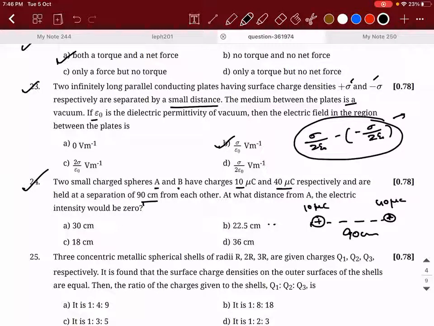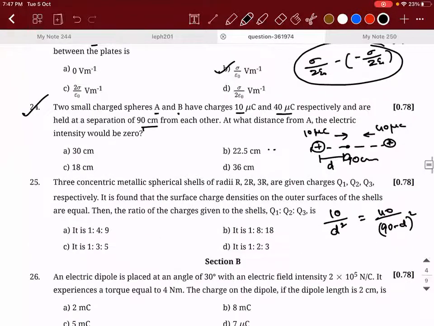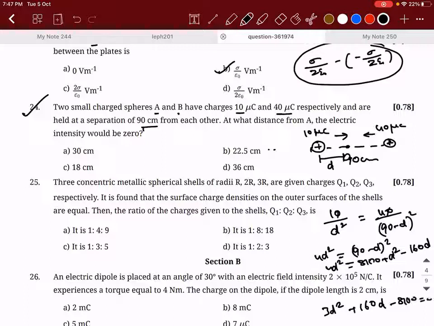At what distance from A would the electric intensity be 0? This is the direction of the electric field due to the positive charge. If I take this distance to be D, then 10 divided by D square should be equal to 40 divided by (90 minus D) the whole square. Cancel it. So 4D square is equal to (90 minus D) the whole square. That is 8100 plus D square minus 180D. This is 4D square. So 3D square plus 180D minus 8100 is equal to 0.